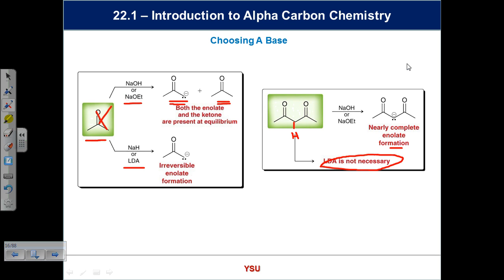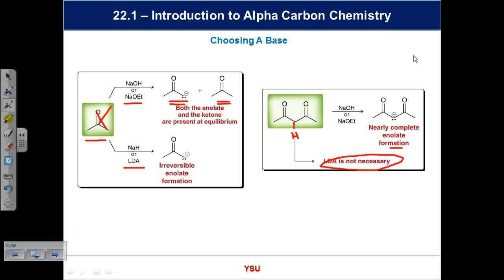So what we've done so far today is we've gotten this idea that yes, alpha protons are acidic, and how to take them off and the extent that you take them off. So do you want them all? Do you want all of them taking off? Use a strong base. Do you want some of them taking off? Use a weak base. Because that then sets up the chemical reactions that will happen next.